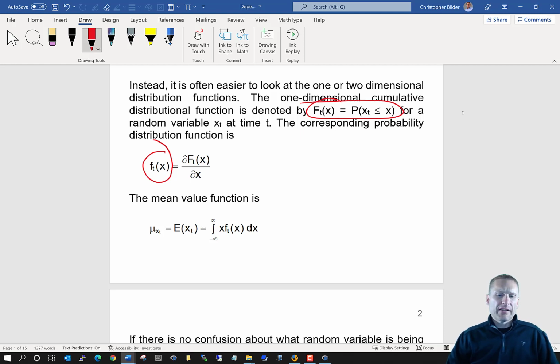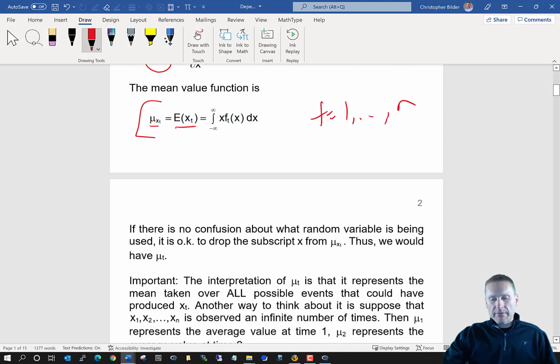And once we have these, then we can find the mean value function corresponding to x of t. We can denote that as mu sub x of t to designate which random variable we are talking about. We're talking about x of t in a general manner from t equals 1 to n. This is simply the expected value of x of t, and if we have a continuous probability distribution, you use the usual methods to find what that expected value would be.